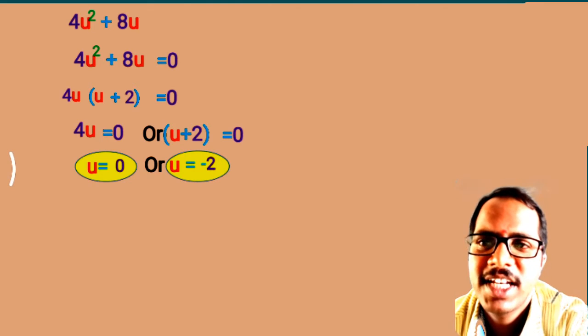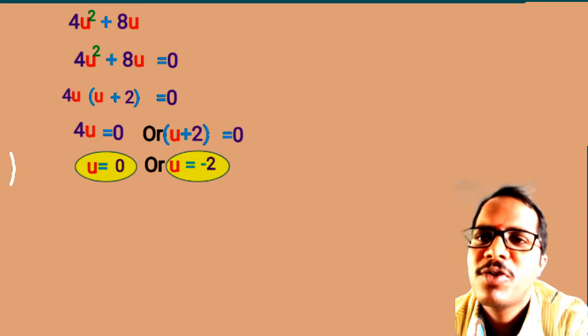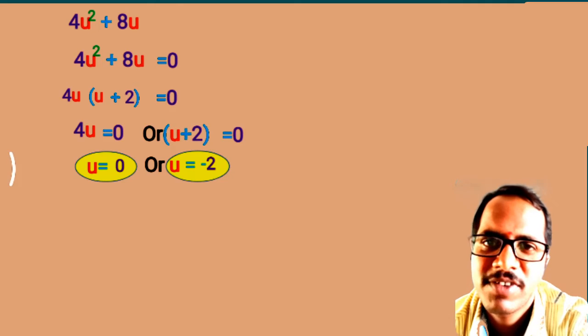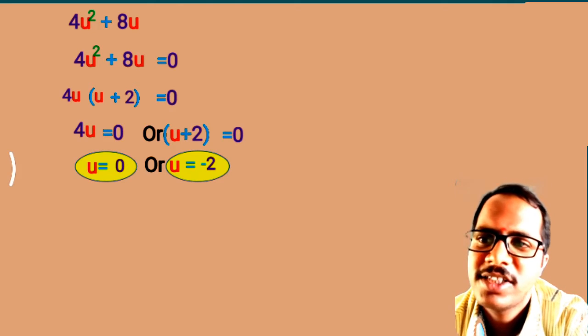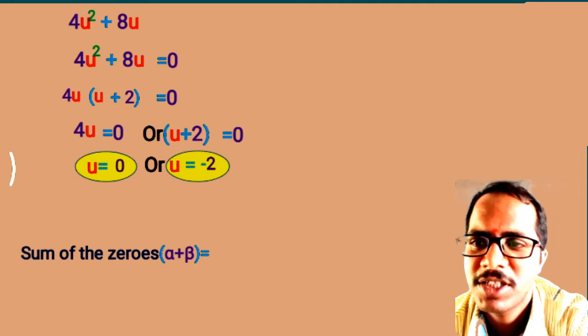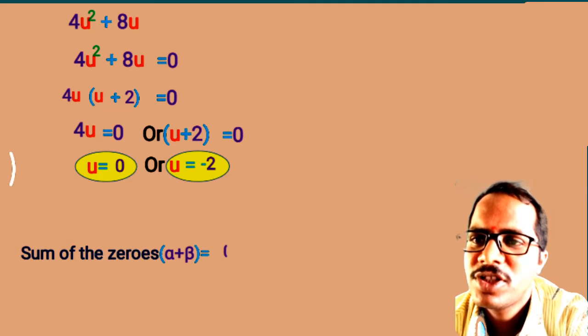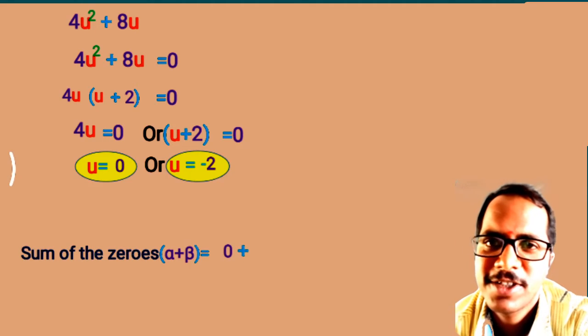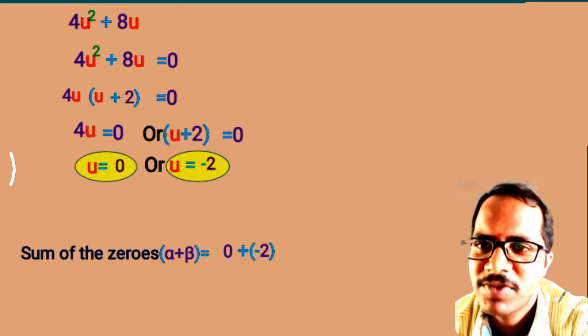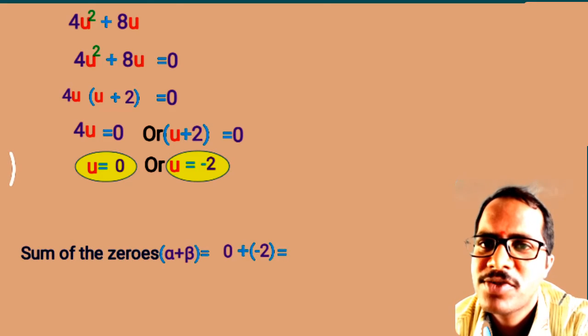Now let us verify the relationship between the coefficients of the given quadratic polynomial with its zeros. So for that, let us assume the first zero as alpha and the second zero as beta. Now let's verify the sum of the zeros, that is alpha plus beta, which equals 0 plus minus 2. So now the sum of these two zeros equals minus 2, we get.